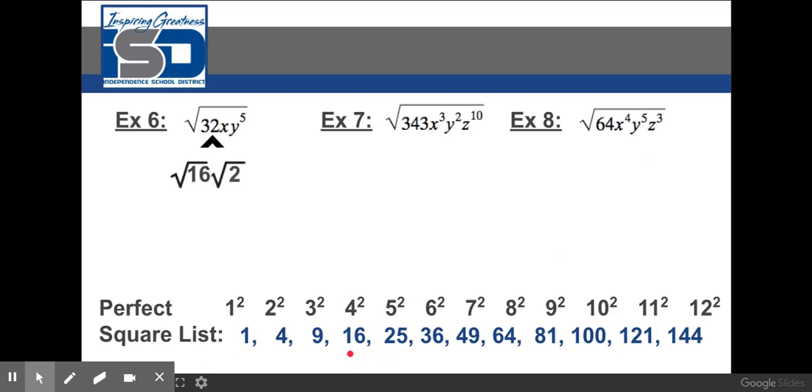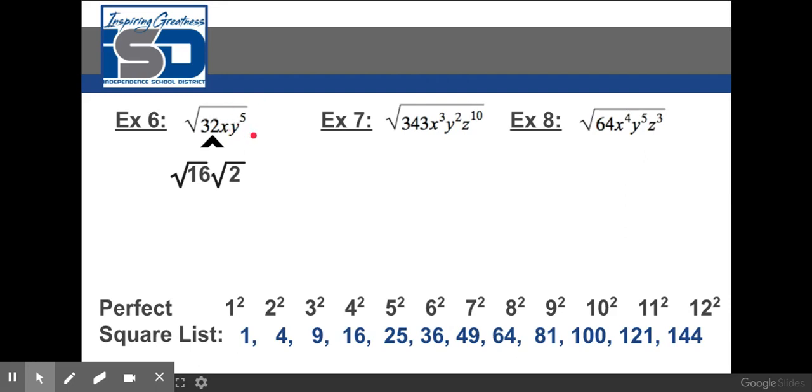We would take the square root of both of those. So we're just going to divide out our exponents on these examples. If I look at this x, it has an exponent of 1. So I already know I can't take out any of the x's because there has to be at least 2. So that x is going to stay on the inside. If I look at my y's, there are 5.